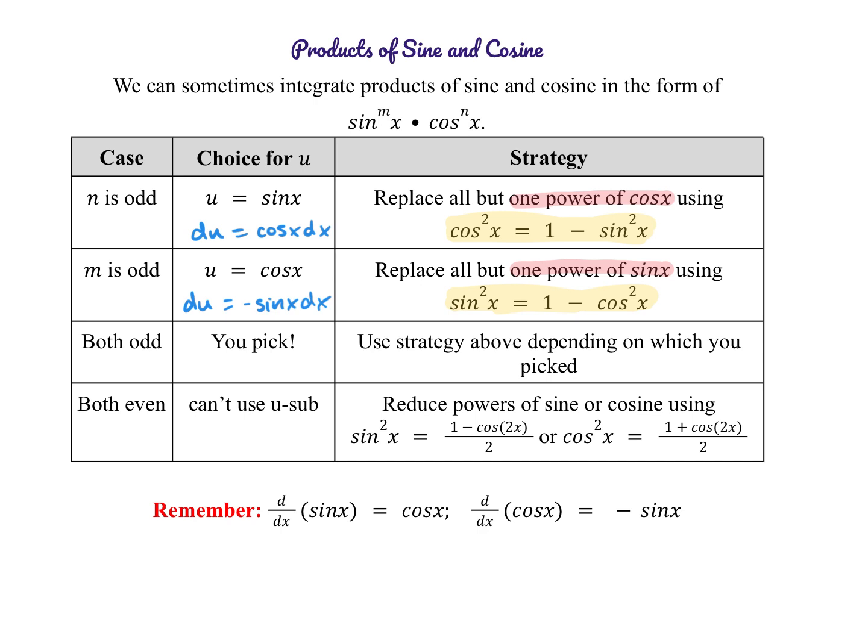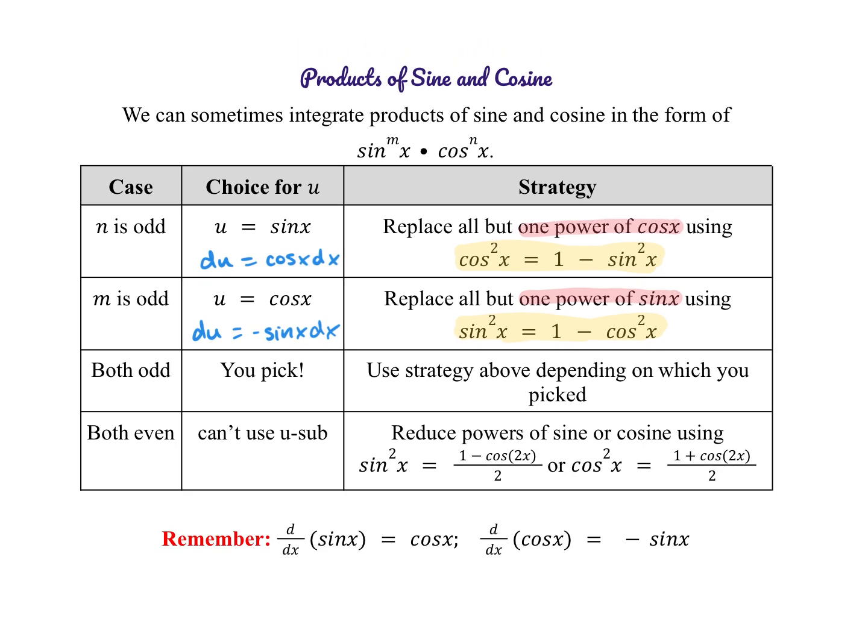But what you can do is reduce the powers of sine or cosine using your trigonometric formulas. Here's the power reducing formula for sine squared, and here it is for cosine squared. You'll notice that they are very similar except that for sine it's negative, and for cosine it's positive. Here's a quick reminder of the derivatives that we will be using with this u sub.